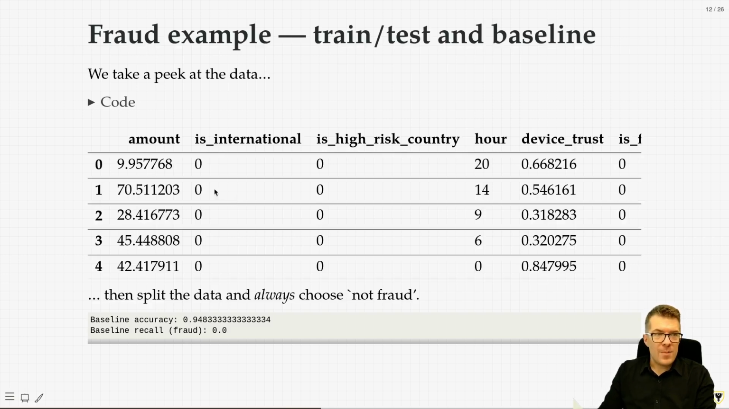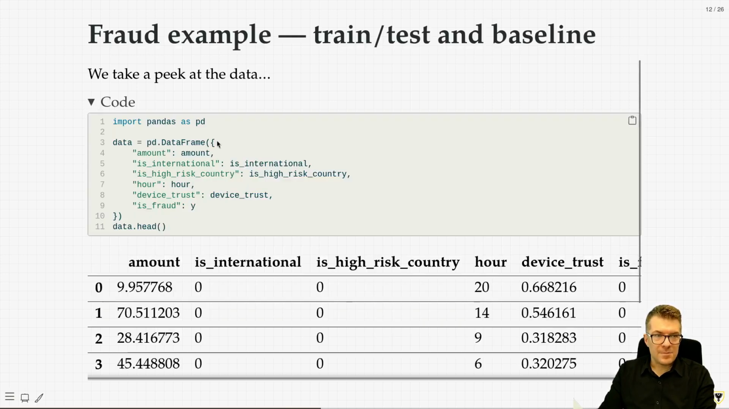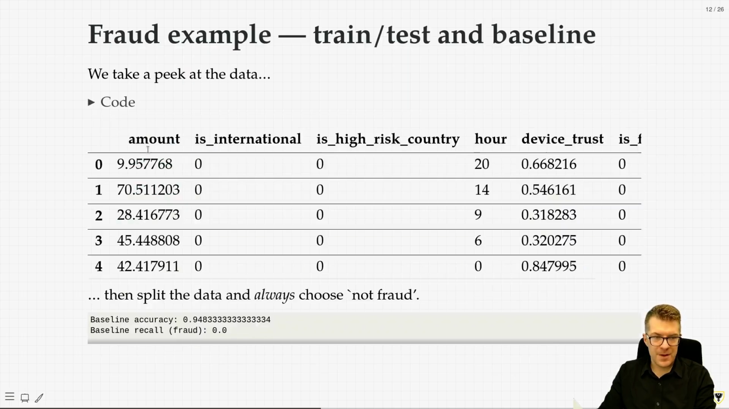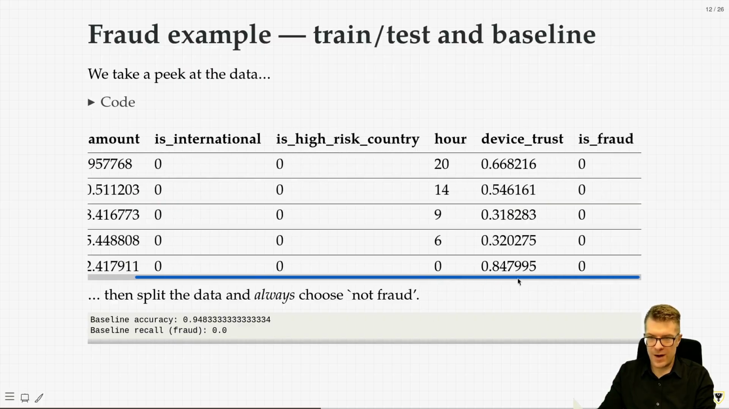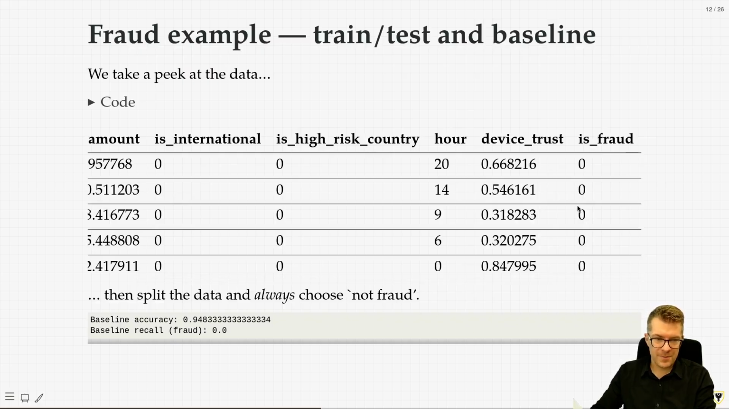Okay, so let's take a quick peek at the data. I'm just putting all of the variables we just computed previously, naming them with labels, putting them into a data frame, calling that data, and then showing the head. So here are the amounts of the transactions, whether they occurred internationally, and so on, all of the variables we just talked about a moment ago. So at the top of this data set, there's no instances of fraud. Indeed, fraud is very, very uncommon.